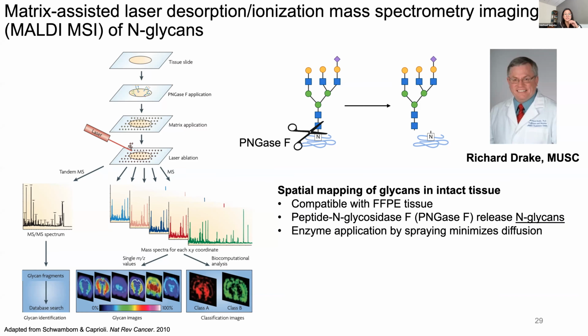The application of this enzyme is by spraying. So the tissue is not immersed in buffer, and this limits the diffusion of the released glycans to give us spatial distribution. And the laser in the instrument then ablates the tissue at each spot. This gives us down to 10 microns spatial resolution to visualize the glycans.